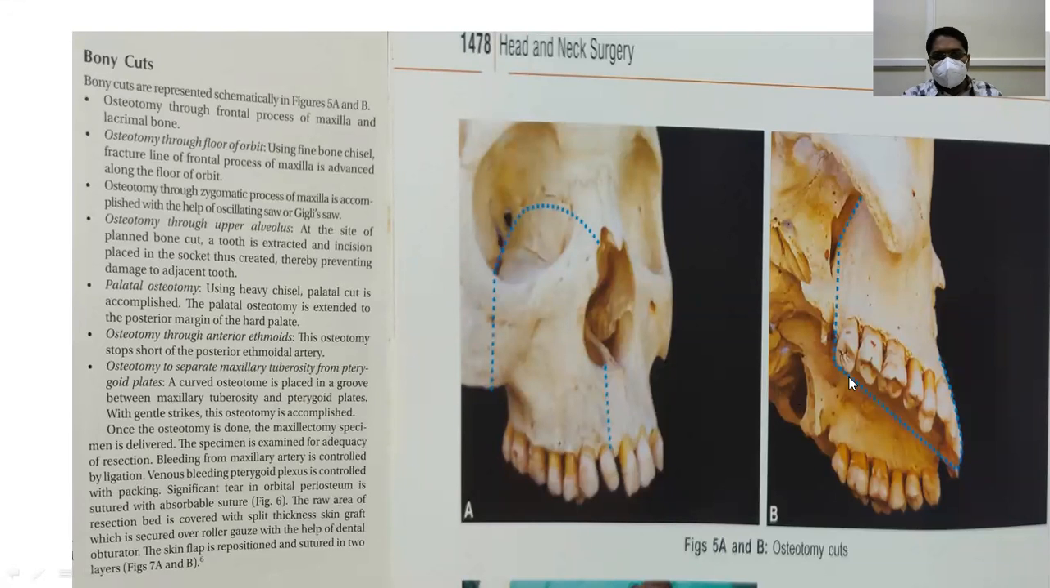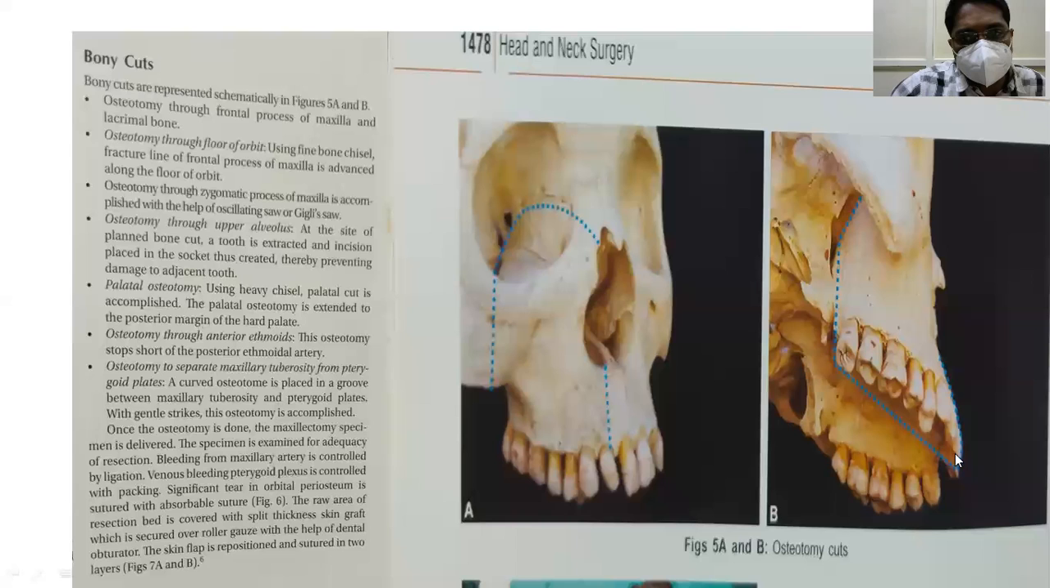Understood? This way. Okay. Once osteotomy is done, you have to separate the maxillary tuberosity from the pterygoid plates. This is pterygoid plates. Okay. Then mainly through, again I'm telling, the frontal process of the maxilla, lacrimal bone, floor of the orbit, and zygomatic process of the maxilla. How do you do this one? By using Gigli's saw. Okay.